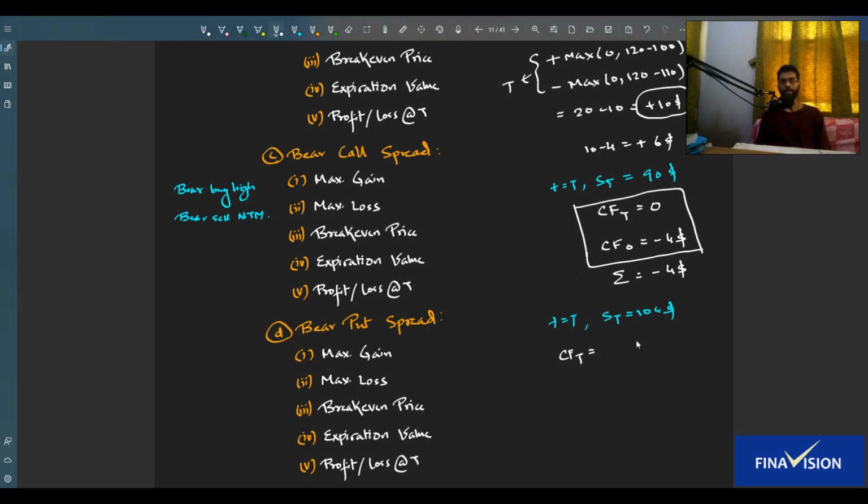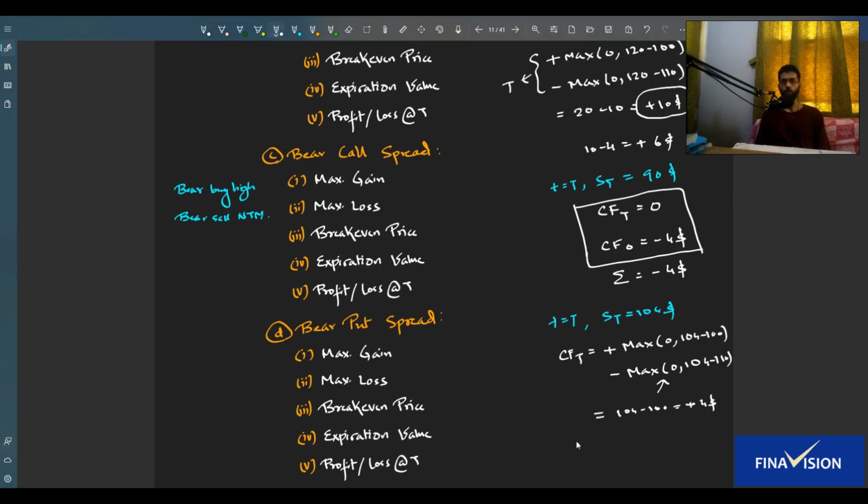At $104, what is the cash flow? Cash flow at time T is equal to, we bought the option at strike 100, so it is plus max of 0 and 104 minus 100. And we sold the 110 strike, so this is minus max of 0 and 104 minus 110. So the second option expires without being exercised, because this is out of the money at expiry. So the net cash at time T is 104 minus 100, which is plus $4.